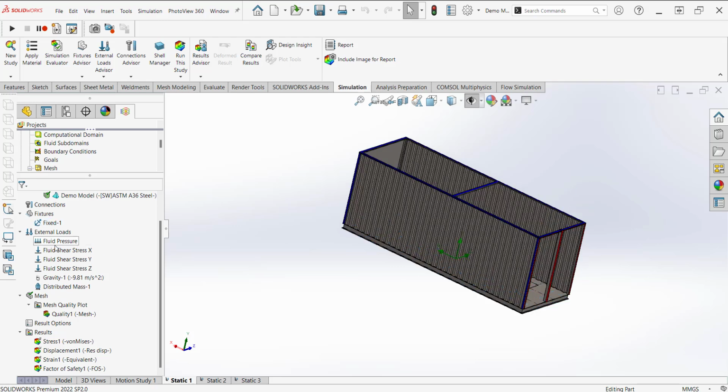For the loads, as we can see, we have fluid pressure, we have fluid shear stress in the x direction, fluid shear stress in the y direction, and the fluid shear stress in the z direction. Now these four loads are imported from the results of the flow simulation, and as we can see, they are converted to fluid pressure value and shear stresses values.